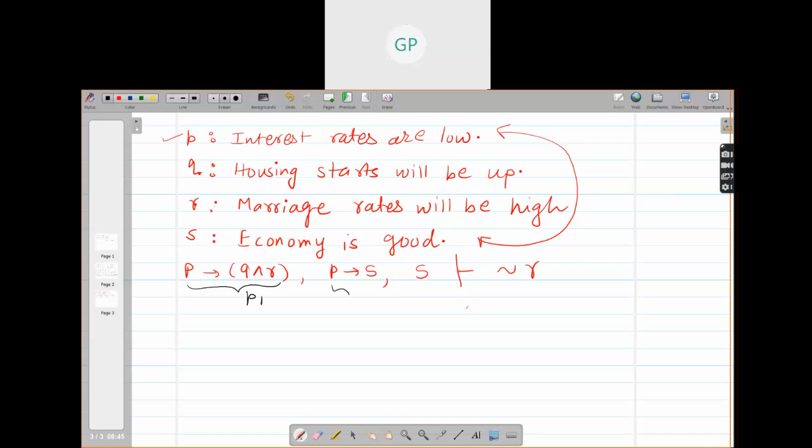P1. Yes, ma'am, explain the first premise once more. First premise, what is given? If interest rates are low, then housing starts will be up and marriage rates will be high. So if interest rates are low, then both these things are happening. Housing starts to be up and marriage rates will be high. This is what I understand from this.